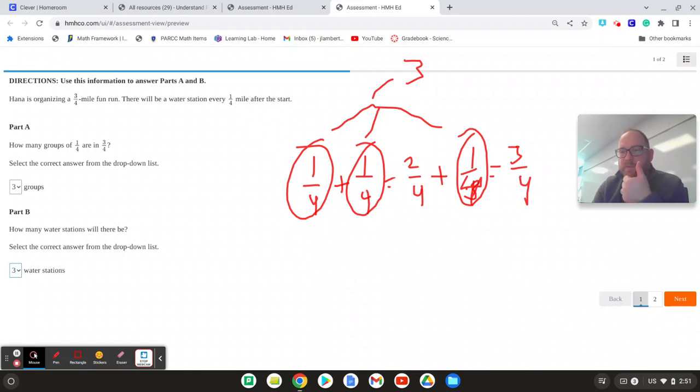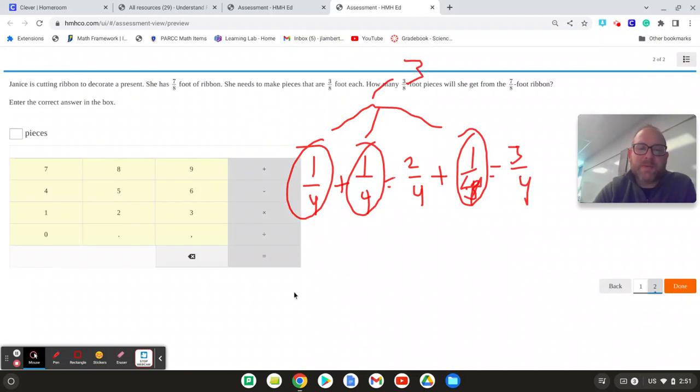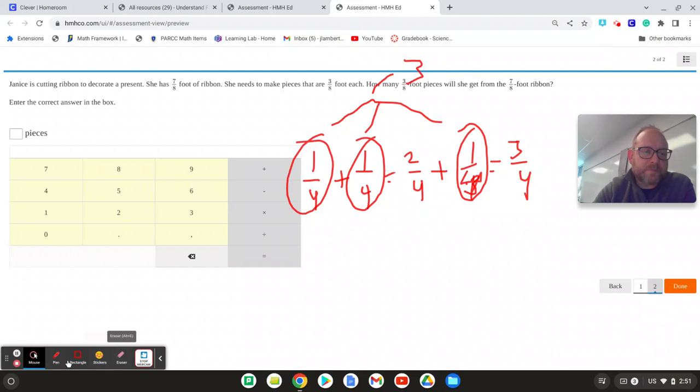So if we do 1/4 mile, you've got the second fourth of a mile, that's your second water station. Your third fourth of the mile for the 3/4 would be your third water station. So 3 groups, 3 water stations. There we go. Move on to the next one here. Go ahead and erase this here.